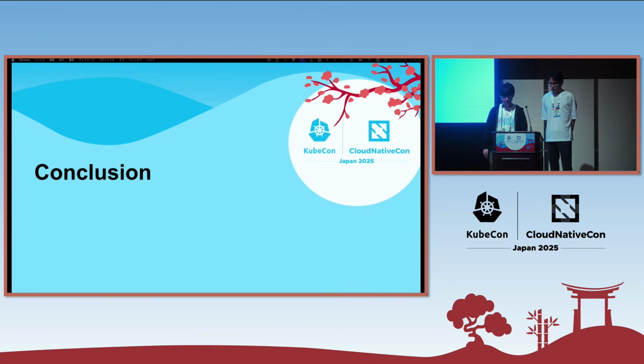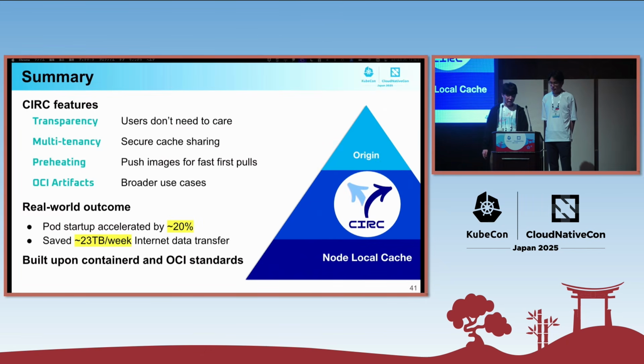Let's summarize our presentation. Our goal was to solve the image pulling problem in our large-scale clusters. To do this, we introduced a new cache layer with CIRC. As we discussed, CIRC has 4 key features. Transparency: users don't need to change anything, like a ninja. Multi-tenancy for secure cache sharing. Preheating, so the first pull is much faster. And support for OCI artifacts, which opens up broader use cases for the future.